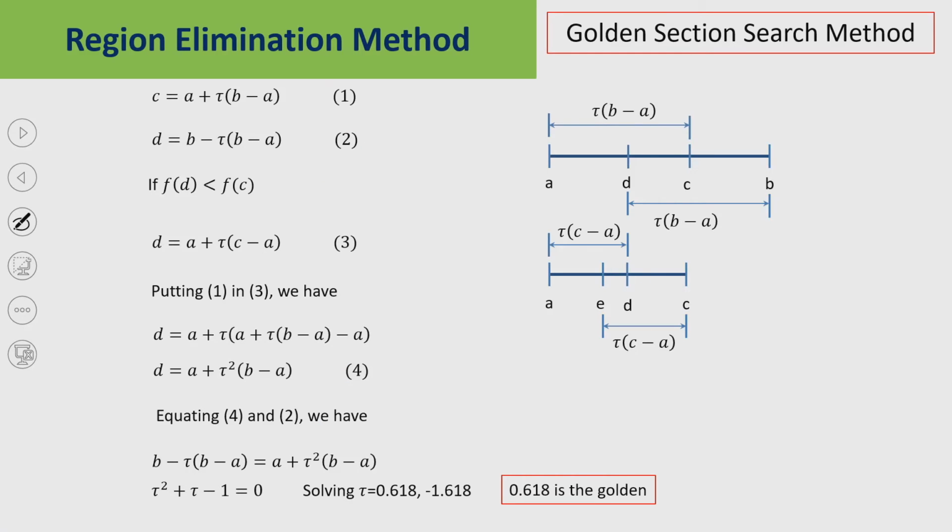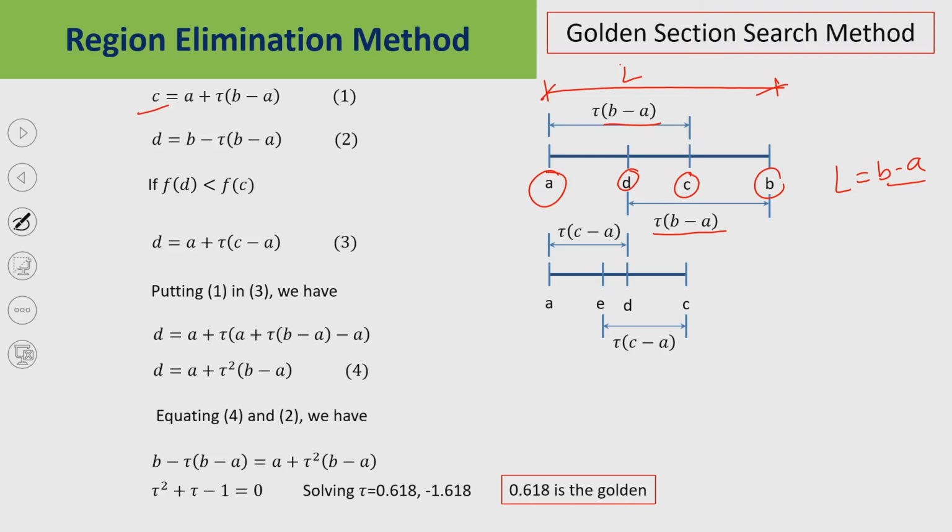Let me explain this part. In the figure, A and B are the end points and the length between A and B is L. I have taken 2 points here, C and D. The length L is nothing but B minus A. So, L is B minus A. Now, for the point C, the distance between A and C is tau times B minus A. Therefore, I can write what C is.